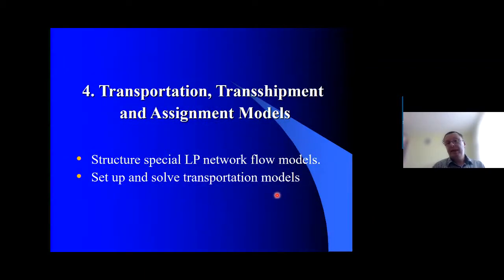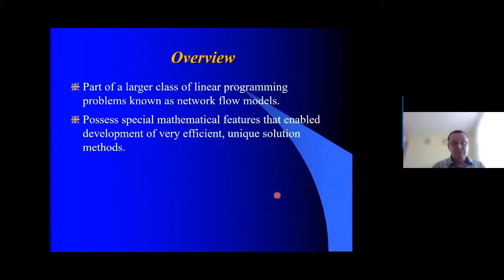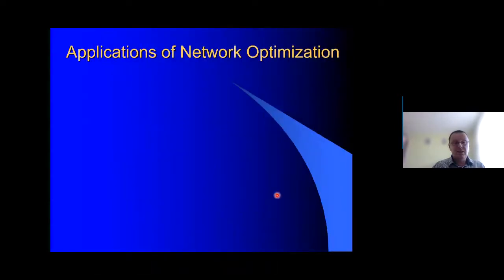Okay, so 10 minutes of lecture are left, and we come to the last question of the lecture, which is not clearly a statistical model in fact, but is related to data analysis and solving of optimization problems. So: transportation, transshipment, assignment models, and solving general optimization models. They are part of a larger class of linear programming problems known as network flow models and possess special mathematical features that enable development of efficient, unique solution methods. Linear programming means not creating computer code, but typically solving a system of linear equations.